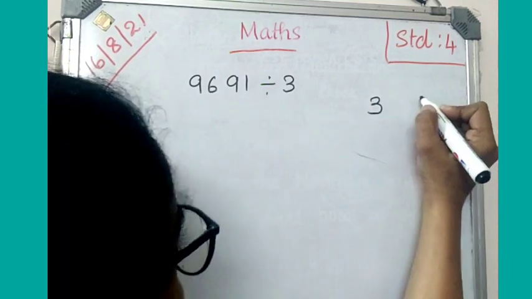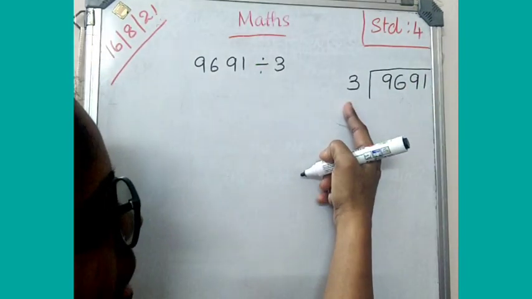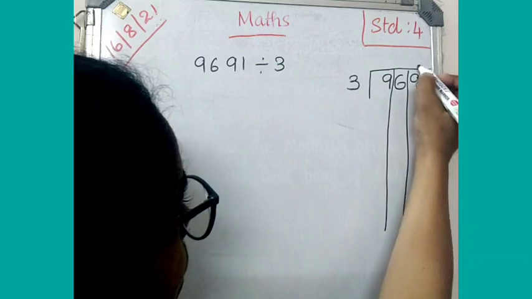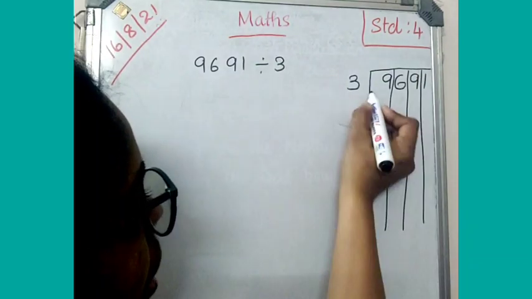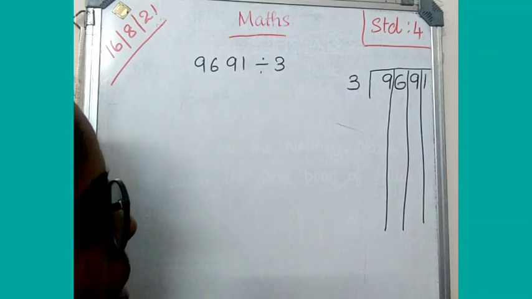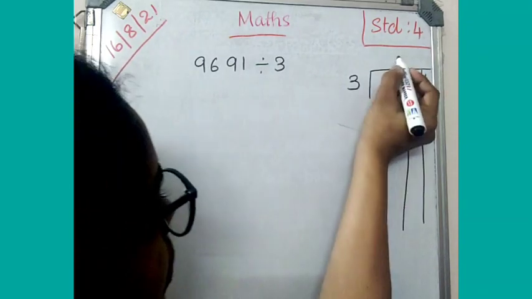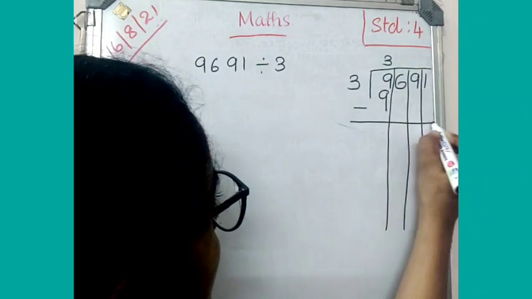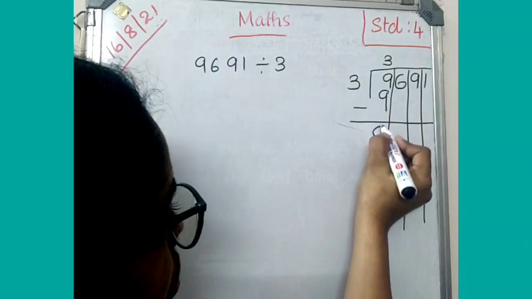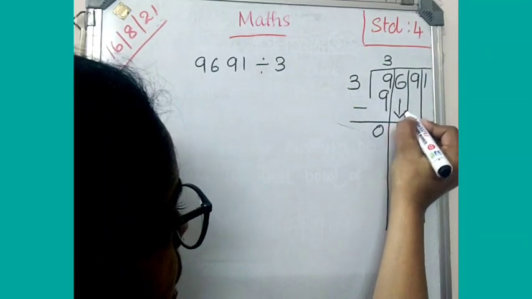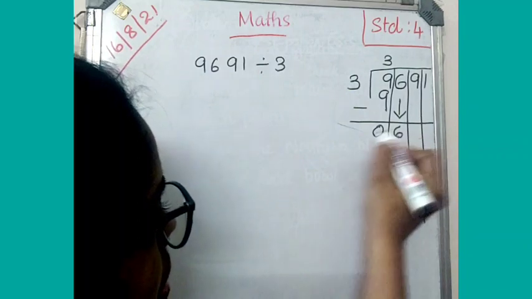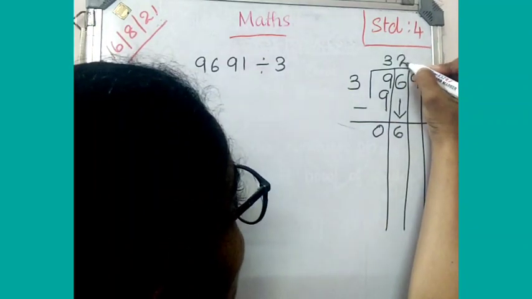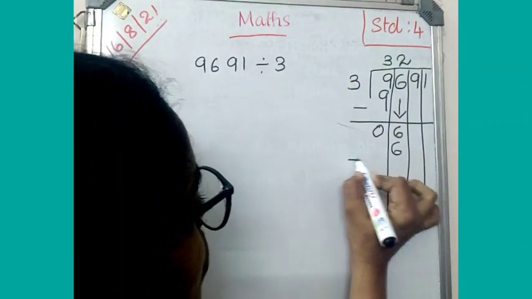3 is the divisor. Write 3 outside and the dividend inside. Draw a line like this. How many times is 9 a multiple of 3? Yes, we know that 3 into 3 equals 9. Subtraction: 9 minus 9, 0. Then we write, bringing down the next digit here, 6. How many times 3 in 6? 3 2s are 6.